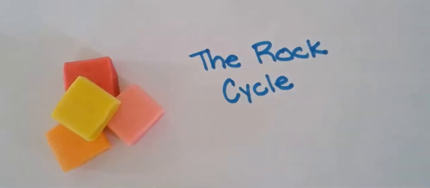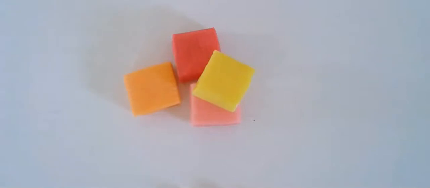Hey guys, so today we're going to take a look at the rock cycle, but instead of using real rocks, we are going to be using Starburst candy to model rocks and the processes that they go through during the rock cycle. So over time, our rocks here are going to undergo a series of processes called weathering and erosion. During weathering, the rocks get worn down, and in erosion, they get washed away.